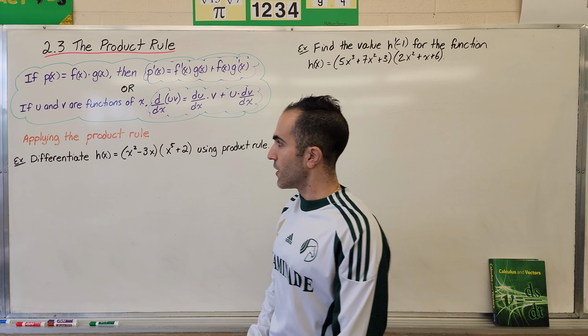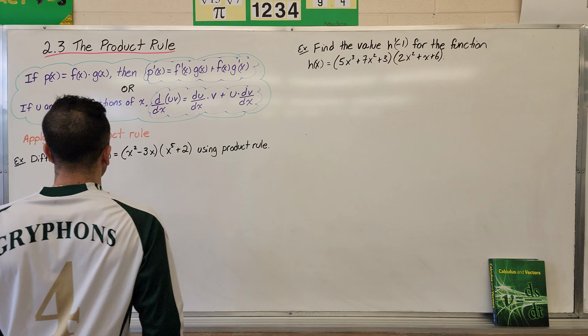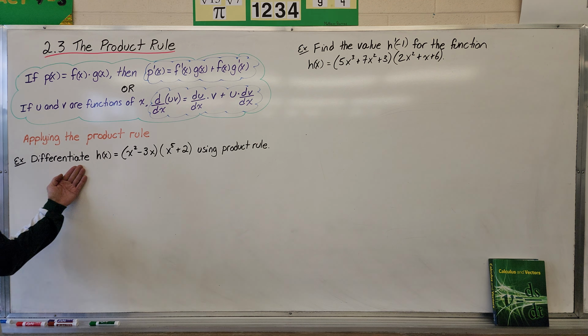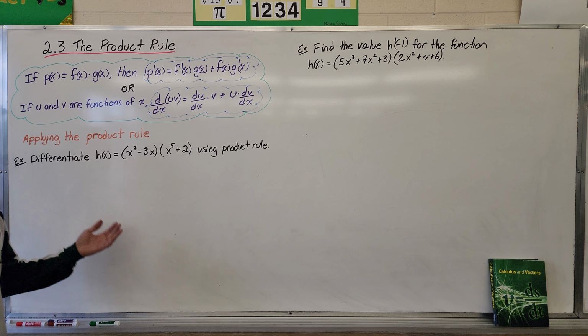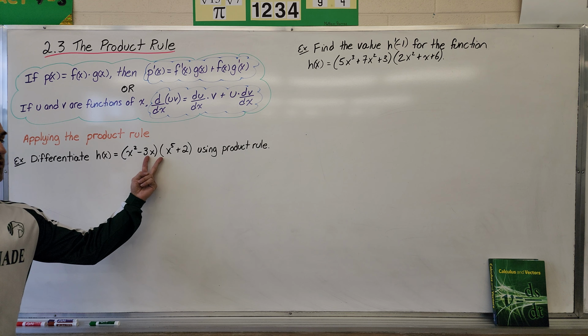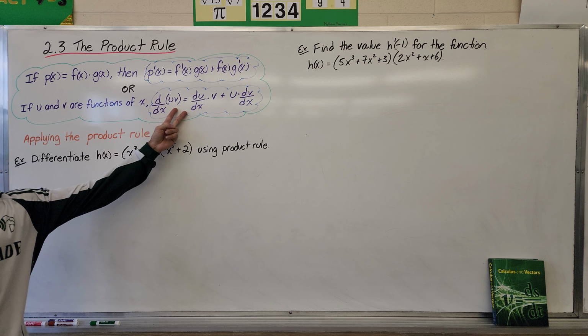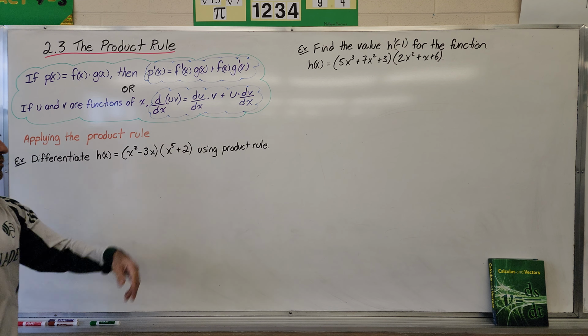Okay, so let's go right into an example of applying the product rule. Differentiate. I heard a question already, what does differentiate mean? It means find the derivative. Find the equation of the slope of the tangent. If we want to find the derivative of this, I'm going to use this notation because I want to show, you know what, I'll use both.